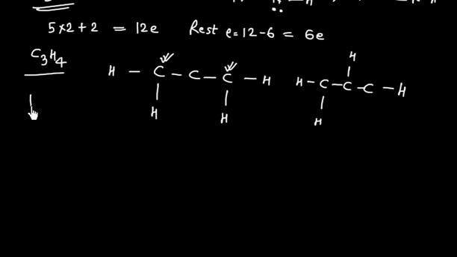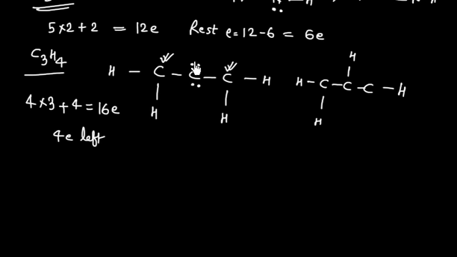So 4 into 3 carbons plus 4, so the total is 16 electrons. If I see this one, we have used 2, 4, 6, 8, 10, 12, so we have 4 electrons left. So we can put 4 electrons. Let us say we can put anywhere. So let us say we put 2 electrons and 2 electrons, 4 electrons.